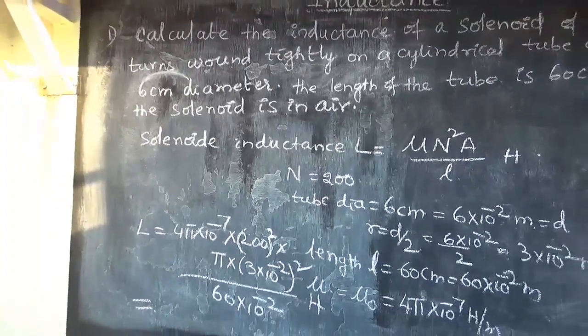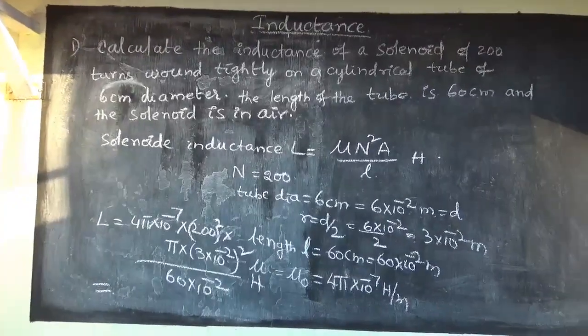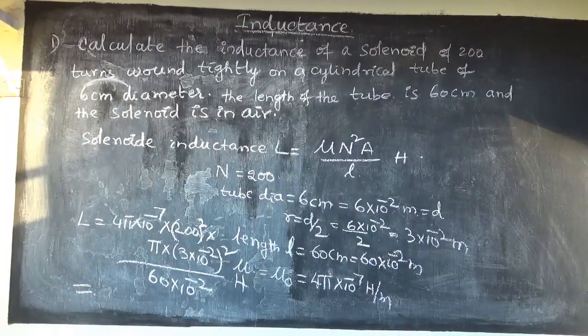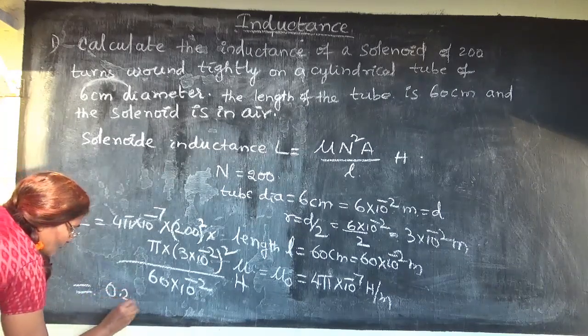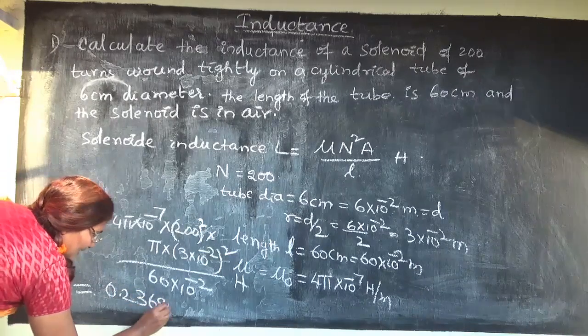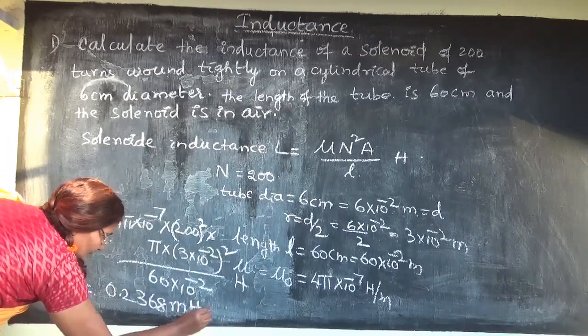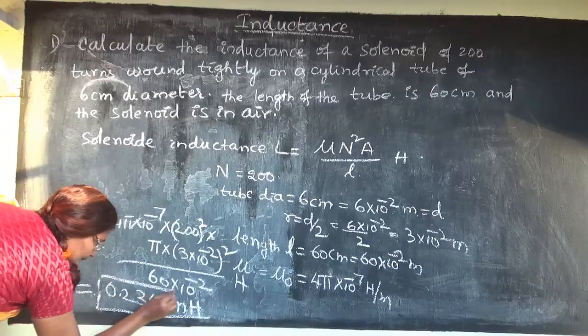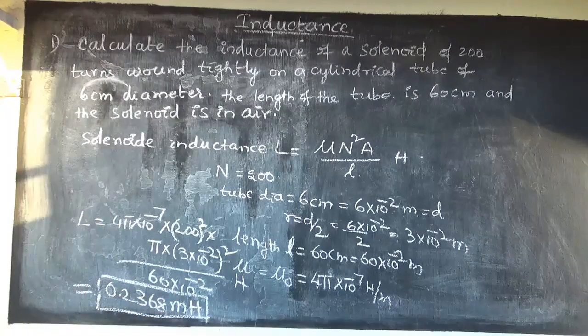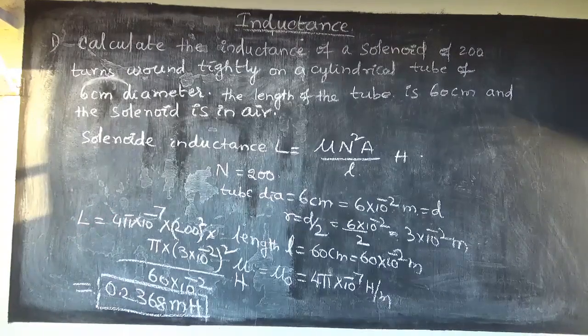So my answer is, directly I will give the answer, 0.2368 millihenries. This is my answer. So please check with your calculated answer. This is about the solenoid problem.